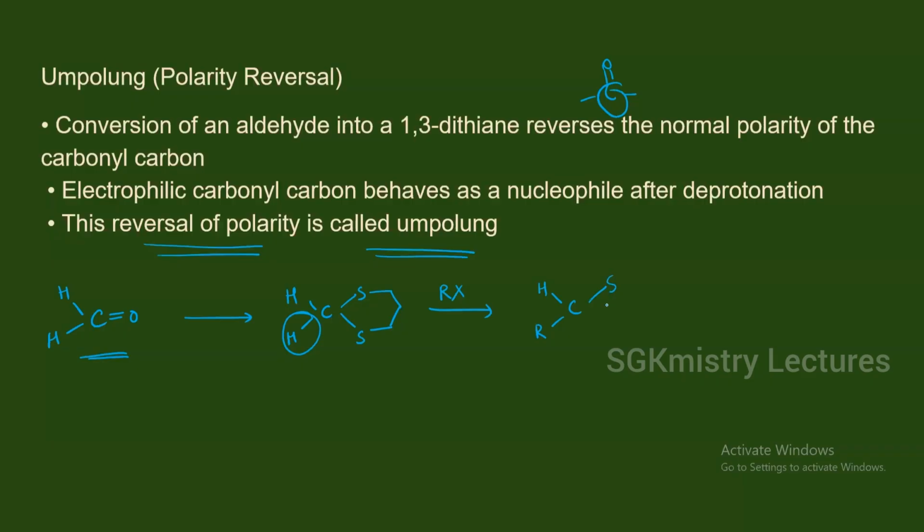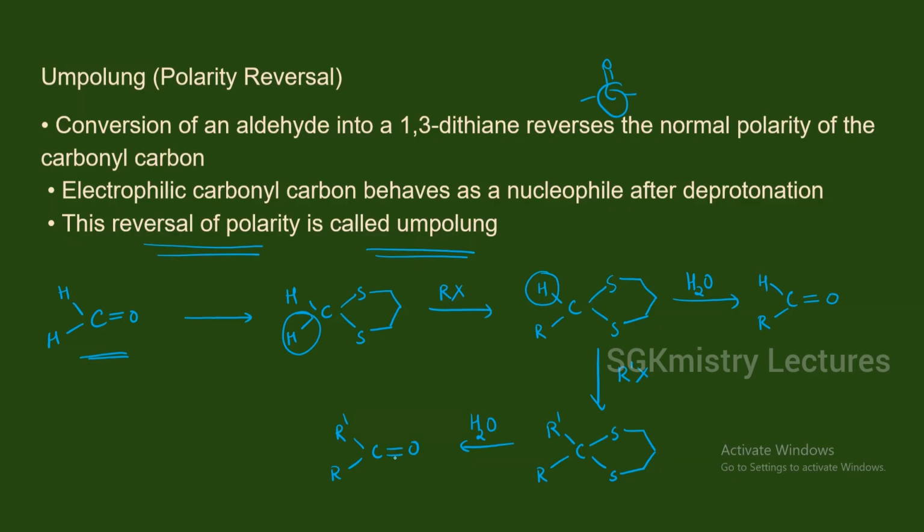So R here, and this remains as such. Correct? Now, if you're subjecting this to hydrolysis, you're going to get C double bond O, here there is H and here there is R. Similarly, here if you are again treating it with R dash X, this also will be replaced by R dash and R. And again on hydrolysis, you're going to get R dash R C double bond O, right?